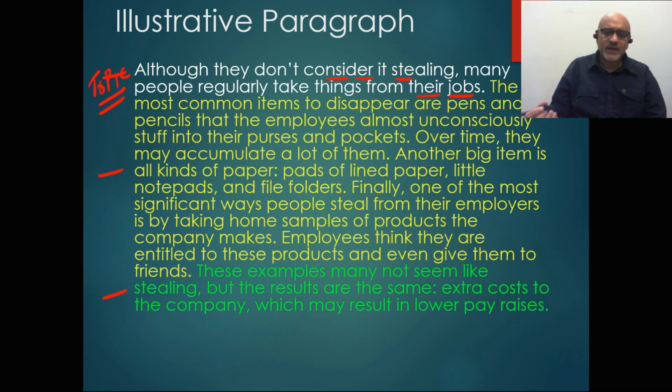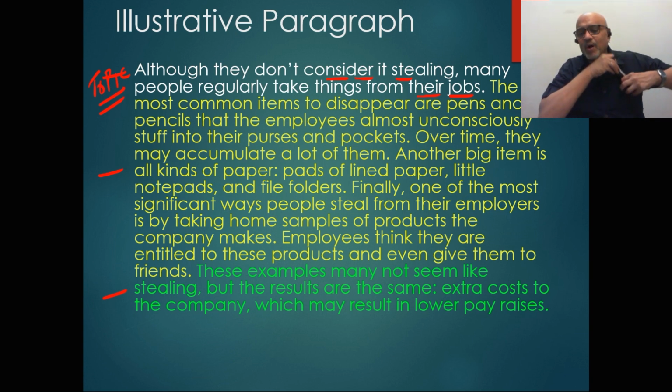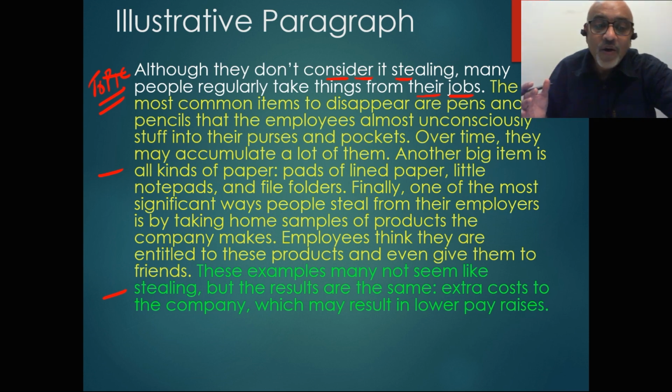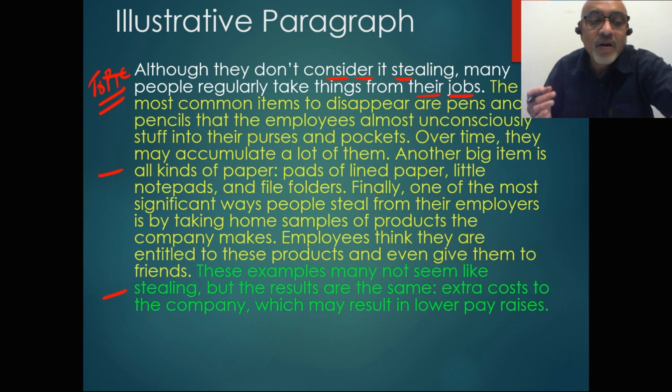Let's come to the body. The most common items to disappear are pens and pencils that employees almost unconsciously stuff into their purses and pockets. Over time, they may accumulate a lot of them. So, in your house, you may have accumulated a lot of pens and pencils which have come from your office.